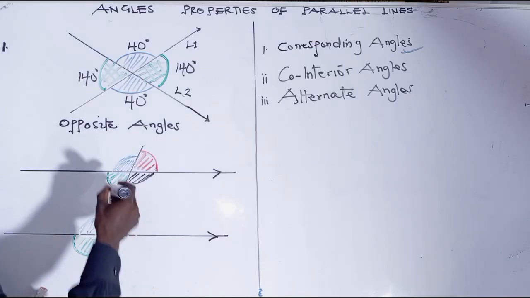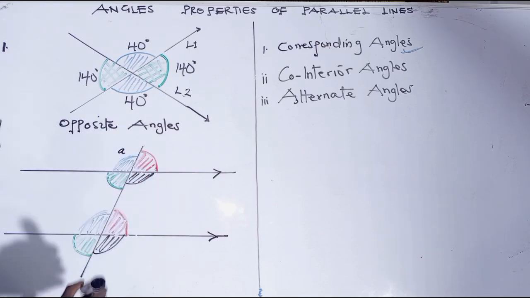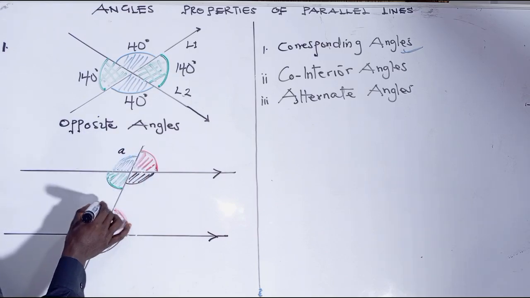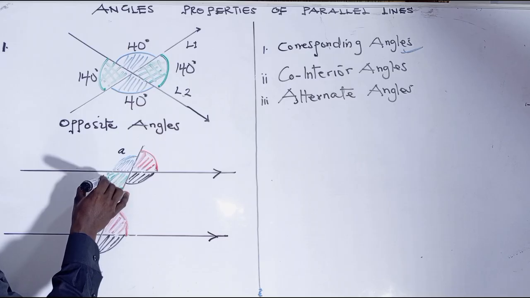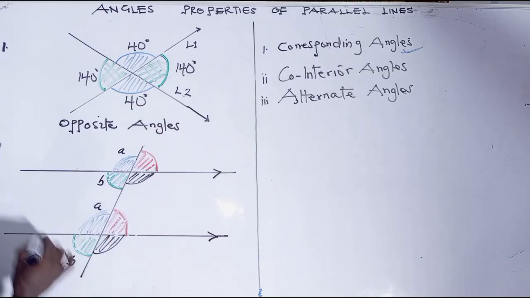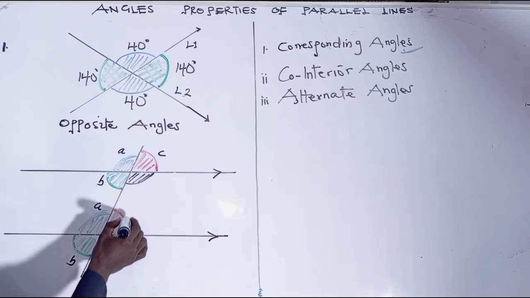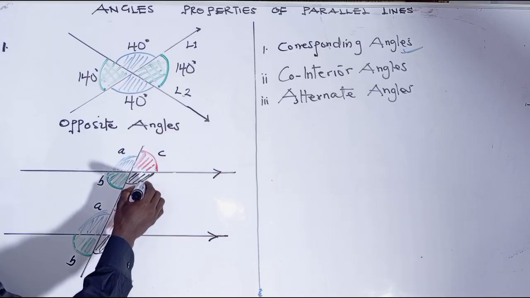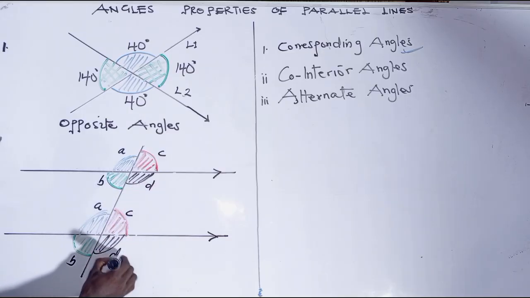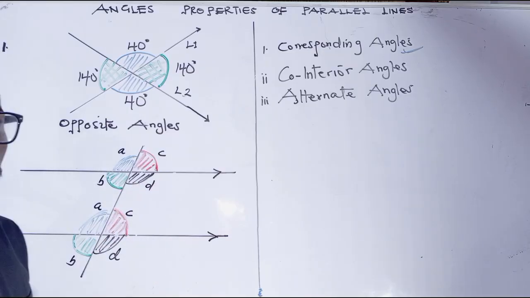So let's use letters to represent them. If this angle is A, then this angle will also be A. If this angle is B, then this angle will also be B. If this angle is C, this angle will also be C. If this angle is D, this angle will also be what? D. We call them the corresponding angles.